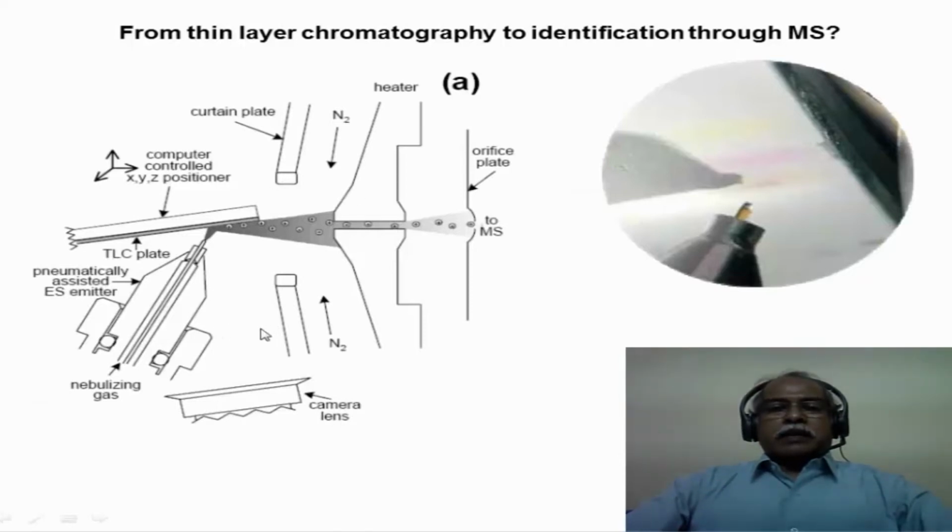So this is a diagrammatic representation of how a TLC plate is analyzed using electrospray ionization mass spectrometry. This is a TLC plate which is mounted onto the XYZ positioner, which is computer controlled. So there is a possibility of moving this in the XYZ direction with micrometer resolution. One movement can be carried out.